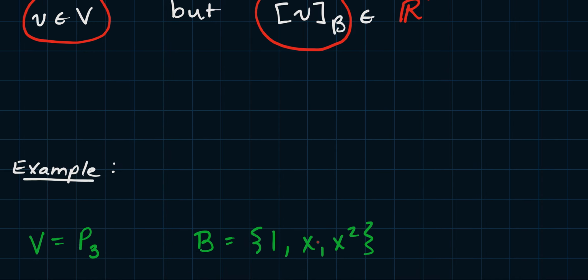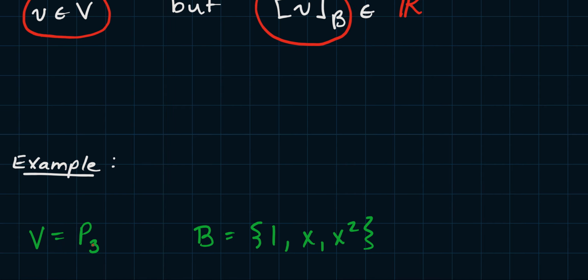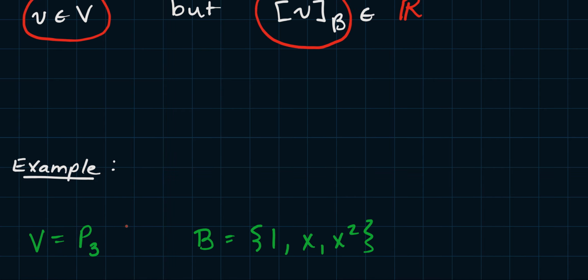Let's look at an example. Here I have the vector space P sub 3. Now remember, P sub 3 is the set of polynomials of degree 2 or less. Remember, this is the dimension of your vector space, this number here. So a basis for V is 1, x, and x squared.